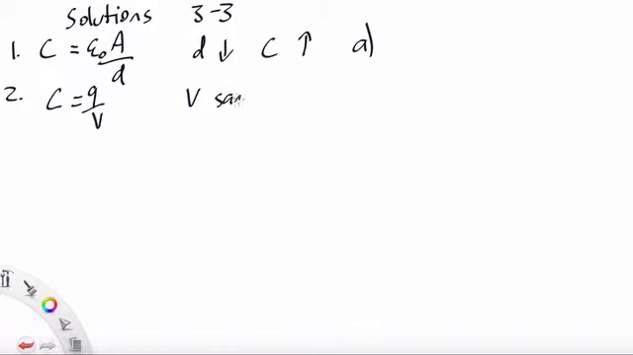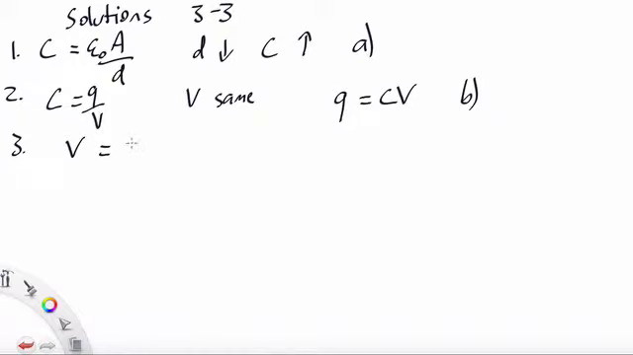Second one, we have capacitance is charge over voltage. Now voltage is the same. So if B has a capacitance that is half of A, so we have Q equals C times V, and V is a constant. If C was a half, then Q would be a half as well. So that's B.